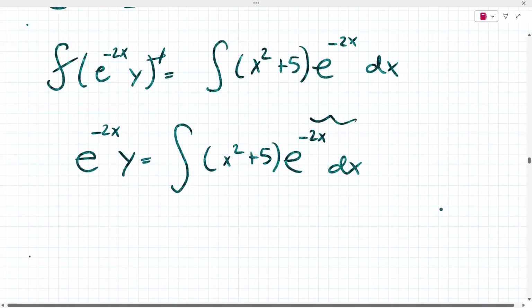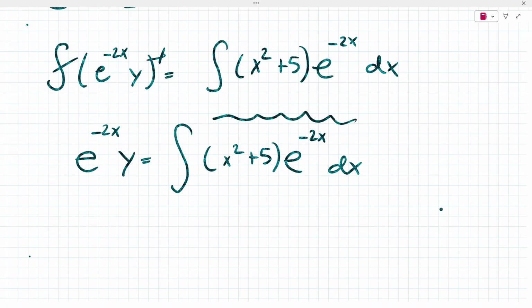So how do we take the integration of this, x squared plus 5 e to the negative 2x dx? Can we do a u substitution? No, we can't. They're multiplying two products, so most likely we're going to do what's called integration by parts.